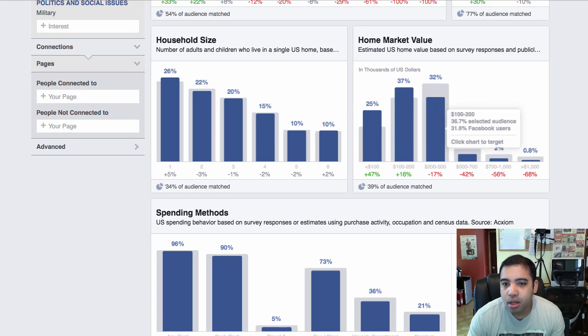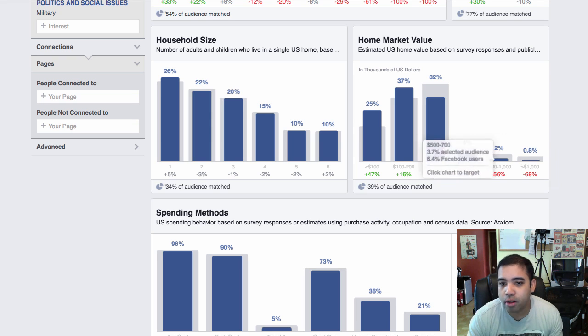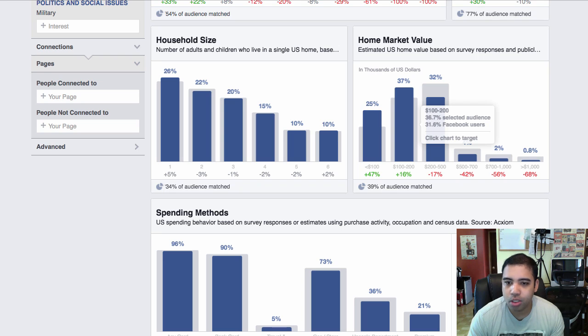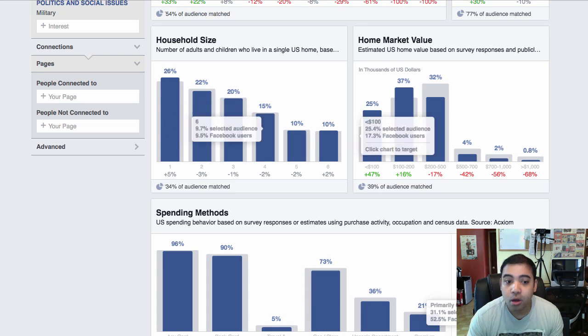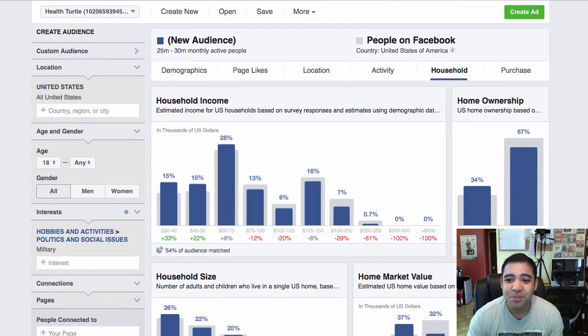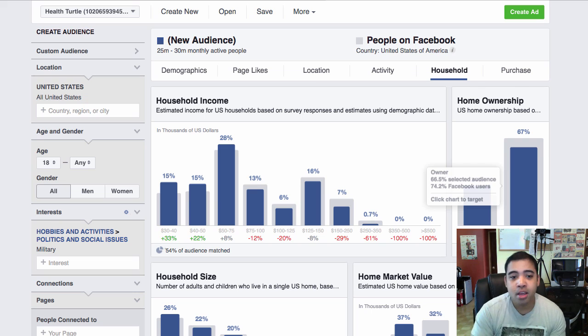And also the average dollar amount for their home value. Okay, so the majority of them are between the $100,000 to $500,000 homes. Okay, and also their spending methods, what kind of cars they use, what kind of things they purchase. All of this data you can really get in the audience insight, and it's very important that you understand this data so you can understand your buyer's market.